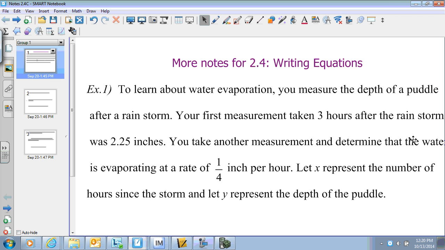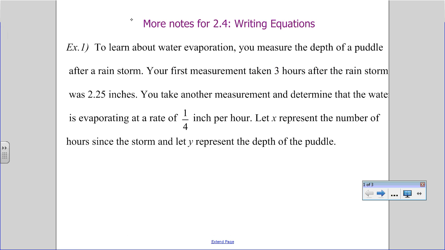All right, ladies and gentlemen, we're going to take a look at writing more equations, and this time it comes in the case of word problems. To learn more about water evaporation, you measure the depth of a puddle after a rainstorm. Your first measurement, taken 3 hours after the rainstorm, was 2.25 inches.